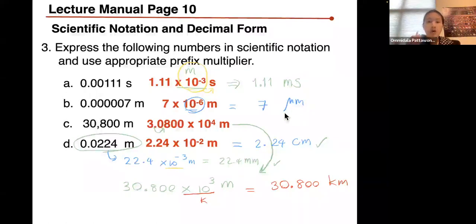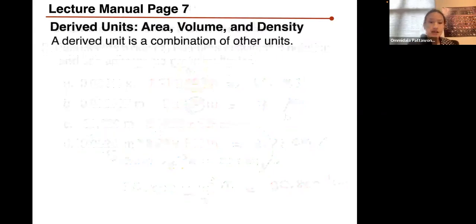If you have any questions, please do not hesitate to reach out to me. I know that going back and forth and adding the prefix multiplier can sometimes be very confusing, so just make sure that you reach out to me if you have any questions. All right, the last unit that we are going to take a look at is going to be the derived unit.